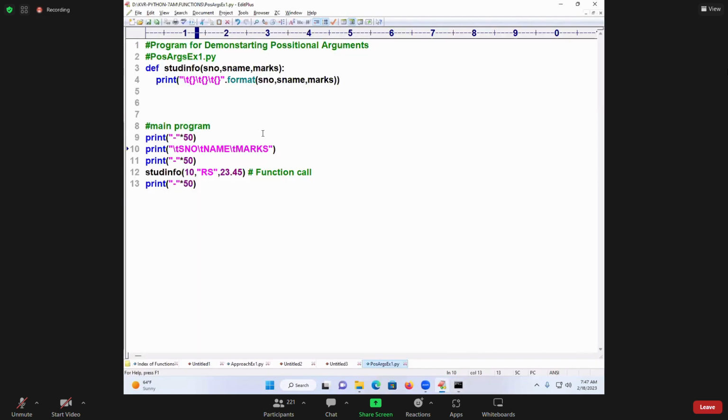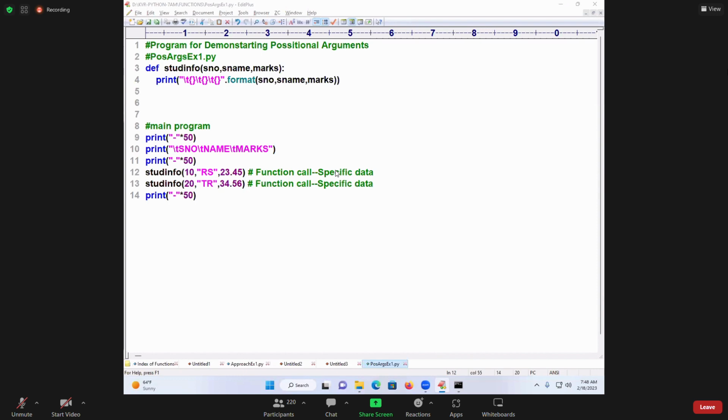Okay. I want to send one more person's data. Second student data I'm passing. Student info 20, TR, something like 34.56. It is also called what? Function call. With which data? Come on, students. Specific data. This is also called a function call with specific data.